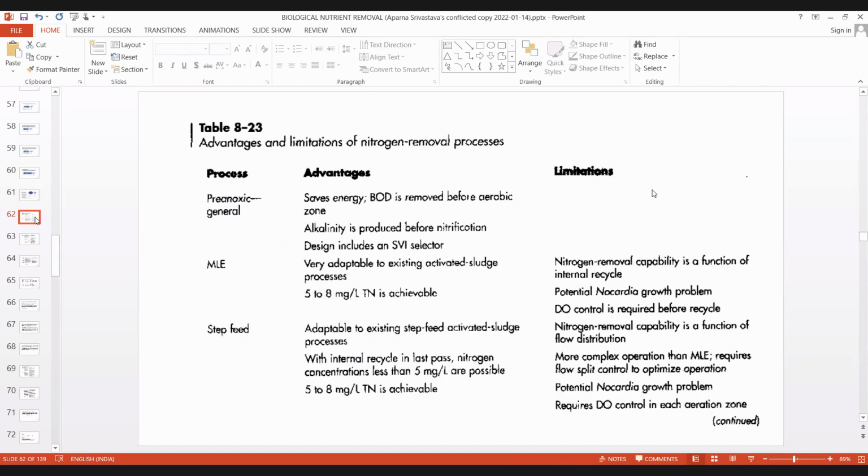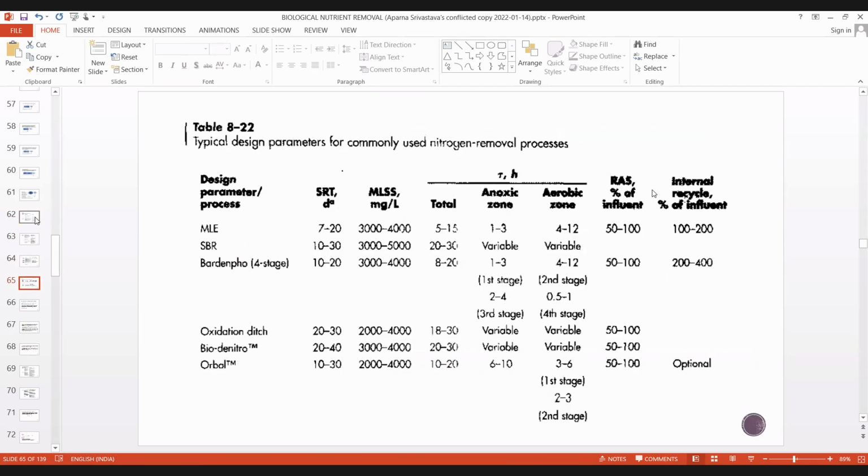So we already discussed a number of methods where we understood the process of nitrogen removal using nitrification and denitrification. What are the process control variables? What are their limitations? These things are discussed in table 8.23. Please go through it by yourself. And these are the typical design parameters. Okay? So these are the methods. We already discussed a number of methods.